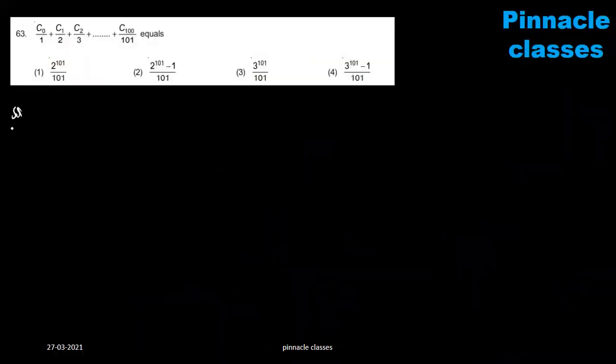Anyone? How to solve this problem? Guess it. Look at C naught by 1 plus C1 by 2 plus C2 by 3. Generally, I'm giving a small concept: Cn x power n. If I'm integrating with respect to x on both sides and then applying the limits 0 to 1, what is the result?